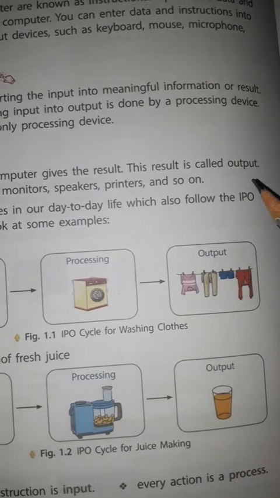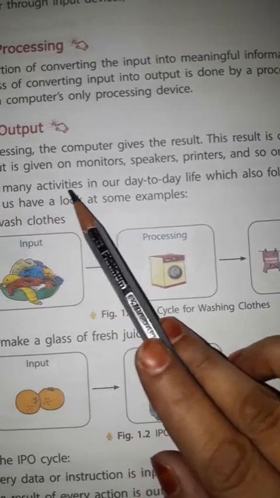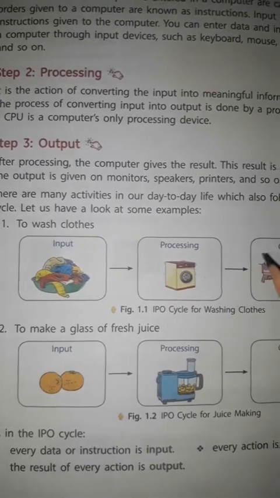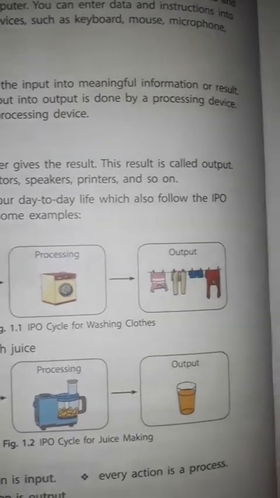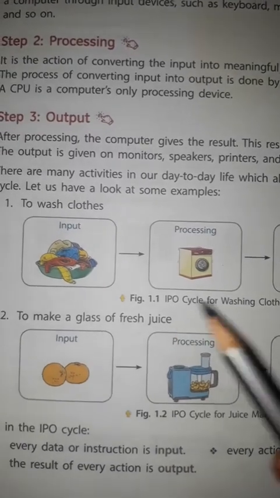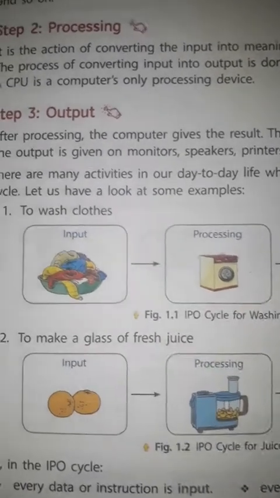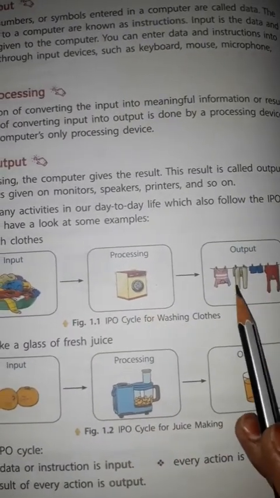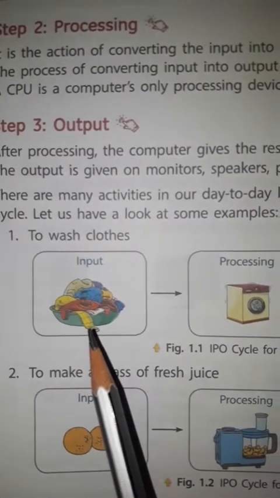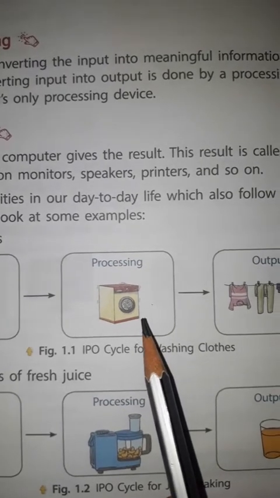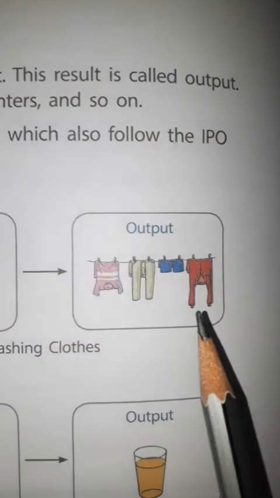This result is called output. The output is given on the monitors, speakers, printers and so on. There are many activities in our day-to-day life which also follow the IPO cycle. So let's have a look at some examples. Yes, children, see here, that is input, processing and output. Here we have input the dirty clothes and processing. The machine is washing the dirty clothes and cleaning, and the output is the clean clothes.